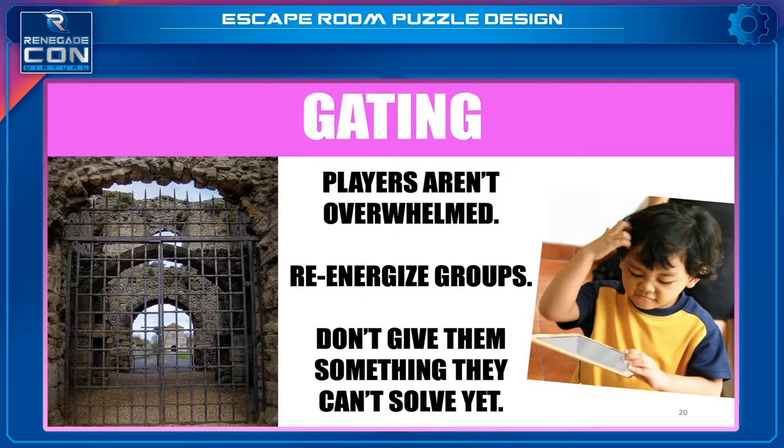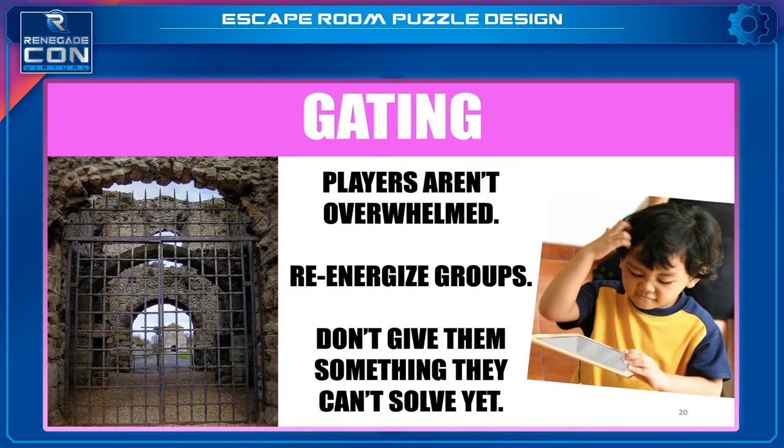Another thing that can help with confusion is gating. The easiest example of gating is a lock on a door. So you solve all the puzzles in one room, there's a locked door, that is the gate, and then you get through it and there's another set of puzzles. Gating really helps so that players aren't overwhelmed. It also helps to re-energize groups. Oh my goodness, I opened the box, I opened the door, I got through this thing. There's all of this new stuff to play with. The excitement always comes up when you get through one of those gates.